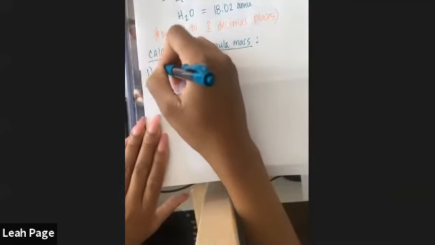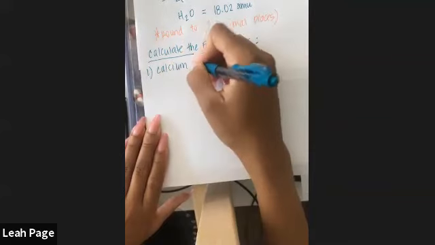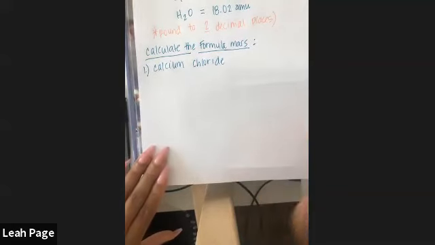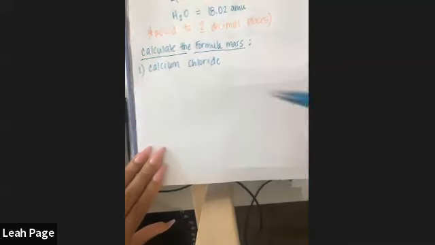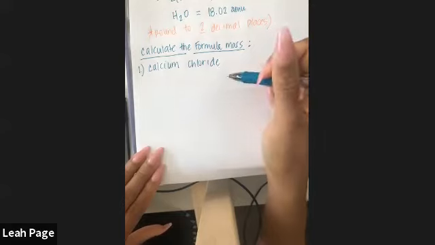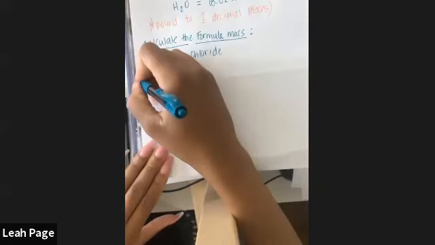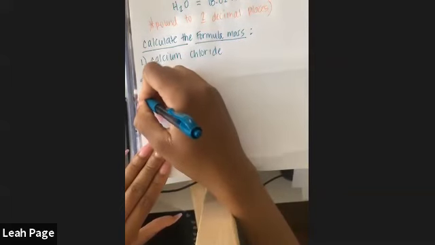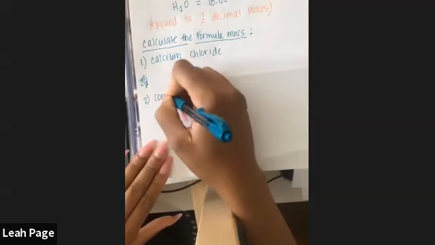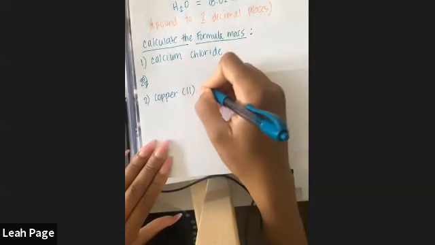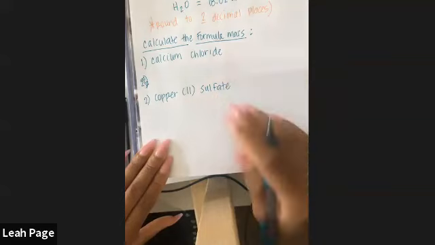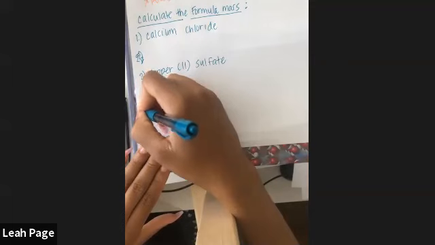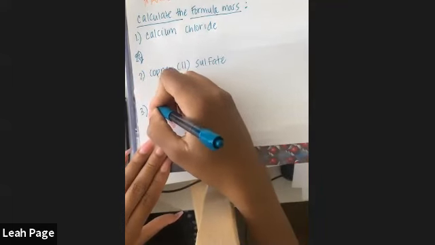So let's say, for instance, calcium chloride. We got to figure out the formula mass of calcium chloride, which essentially means we'd have to first figure out the formula of calcium chloride and then calculate the mass. Well, let me leave some space. Another one is copper 2 sulfate. And then the third one, let's do an acid. Sulfuric acid.